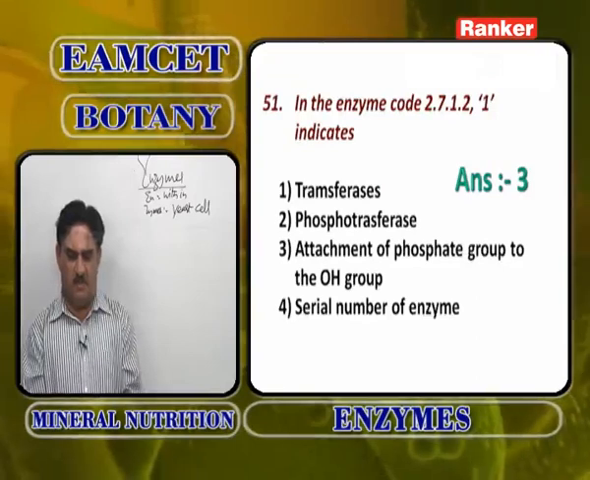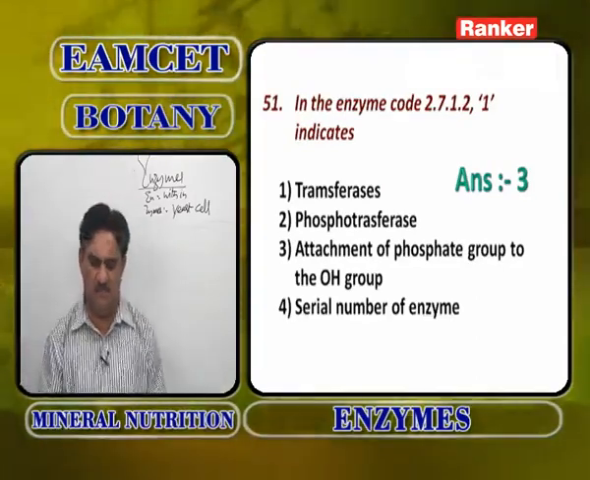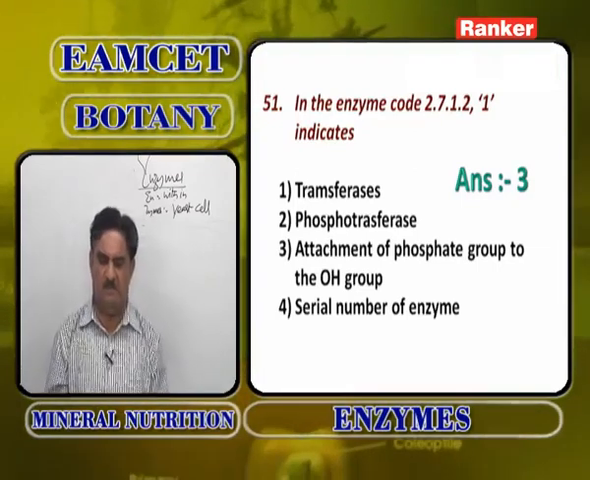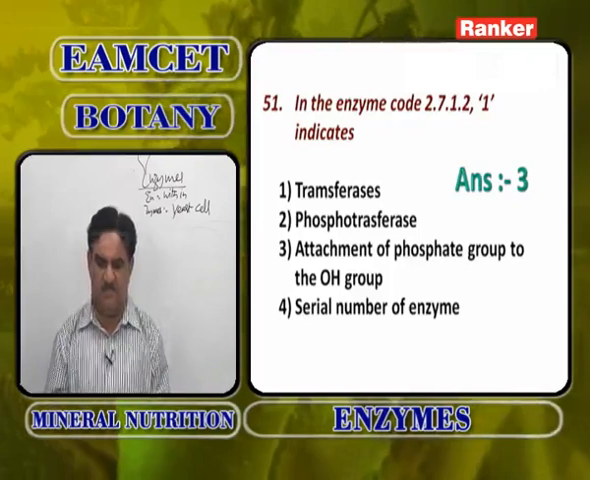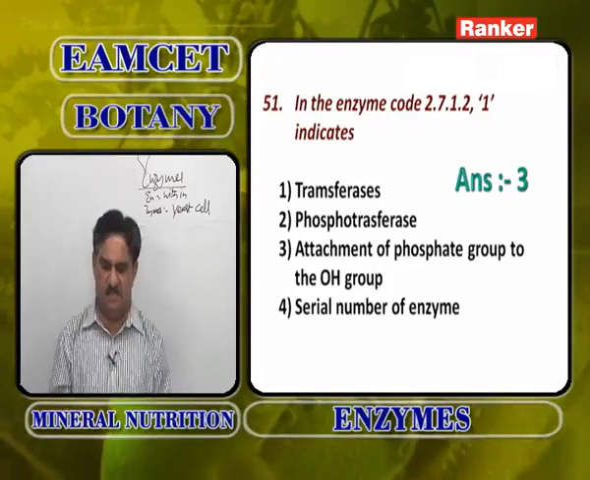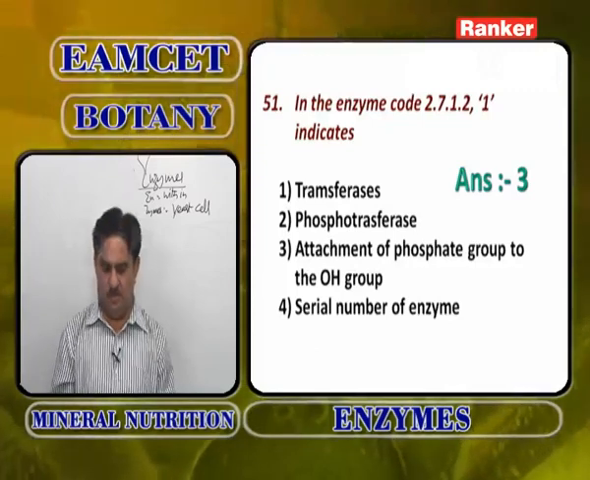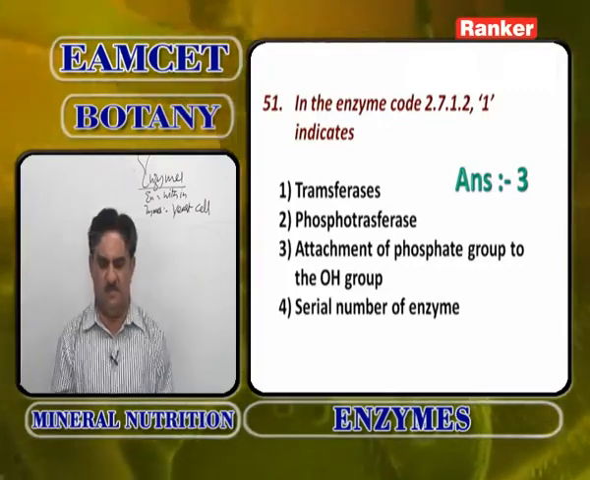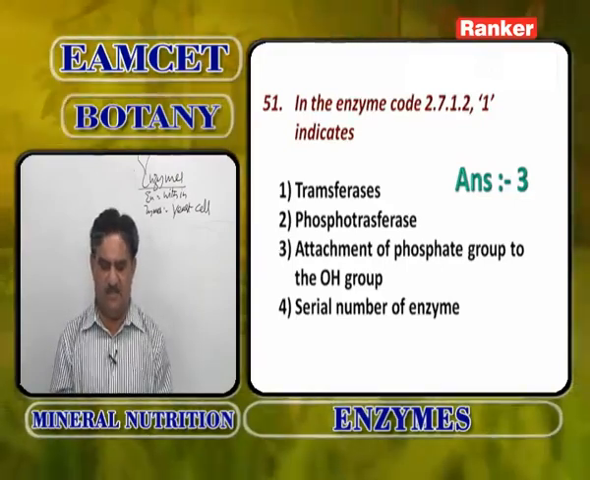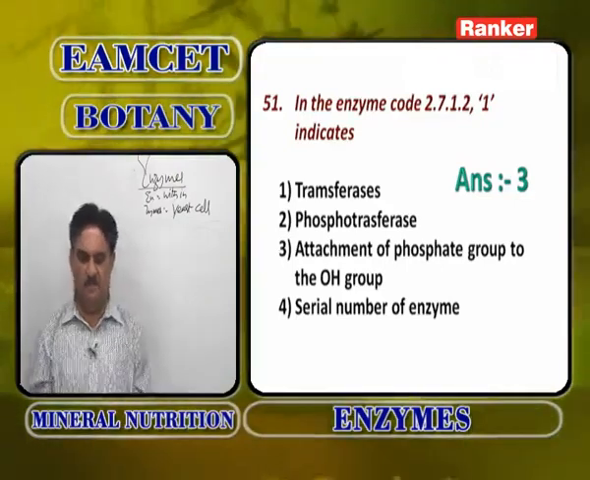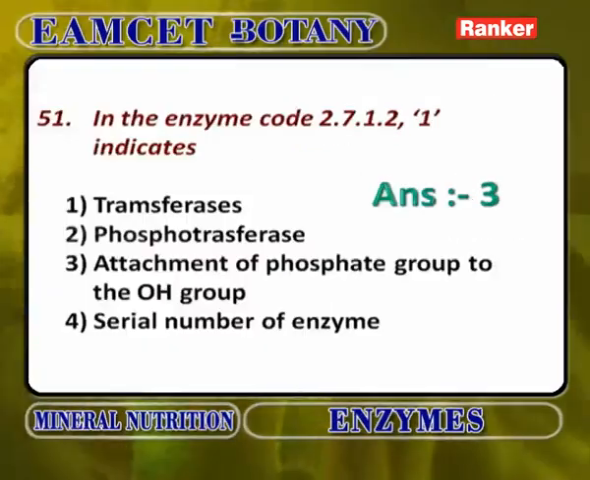In the enzyme code 2.7.1.2, the 1 always indicates the sub-subclass. What is that sub-subclass? Not transferases, that is the class; not phosphotransferases, that is the subclass. It is attachment of a phosphate group to the OH group, not the serial number. The last 2 indicates the serial number. So, attachment of a phosphate group to the OH group is for this. So, the third option.